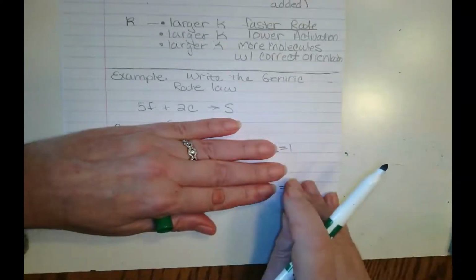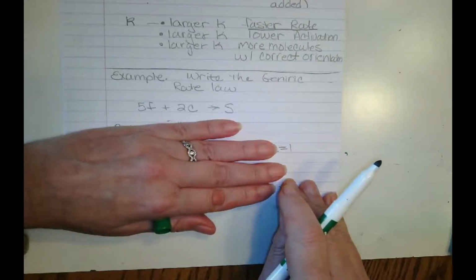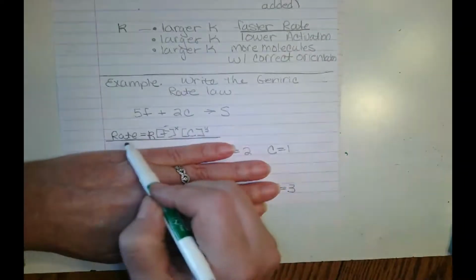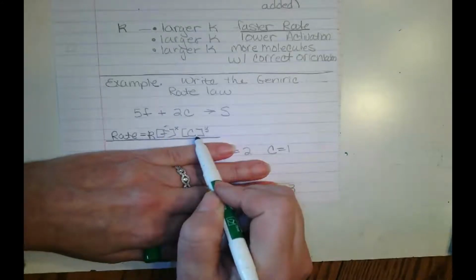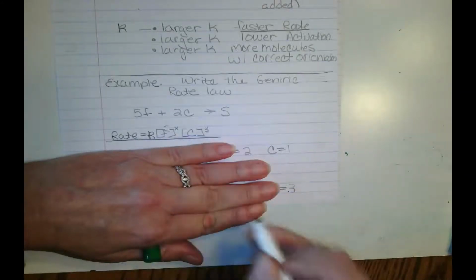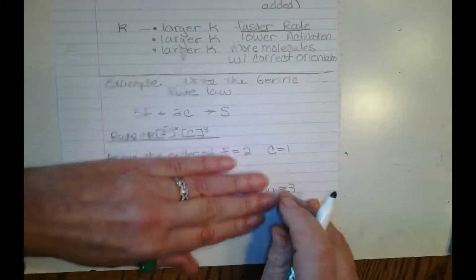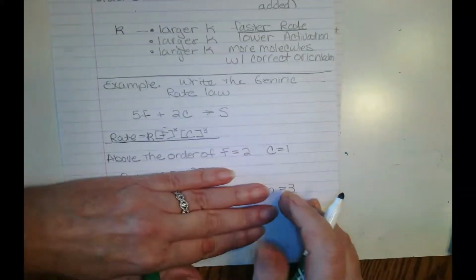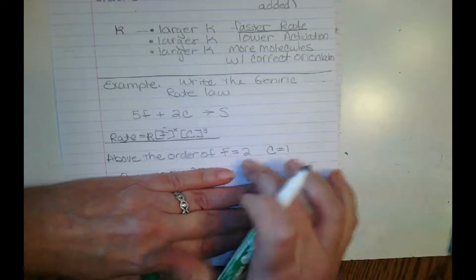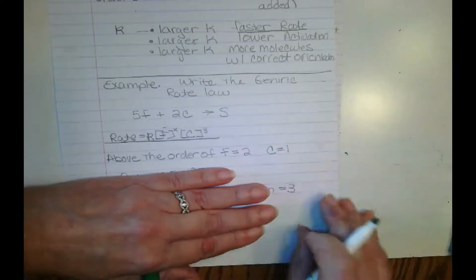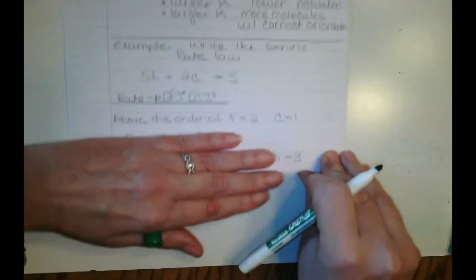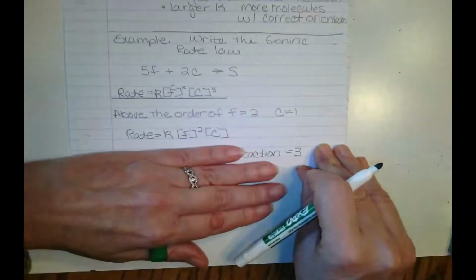They haven't given it to us, so we need to do the generic form, which is rate equals our constant times the concentration of both reactants raised to some power that we don't know yet. Okay, and now I'm going to tell you that the order with respect to F is 2, and the order with respect to C is 1. Now rewrite that rate law. Can you do it? And there we go.